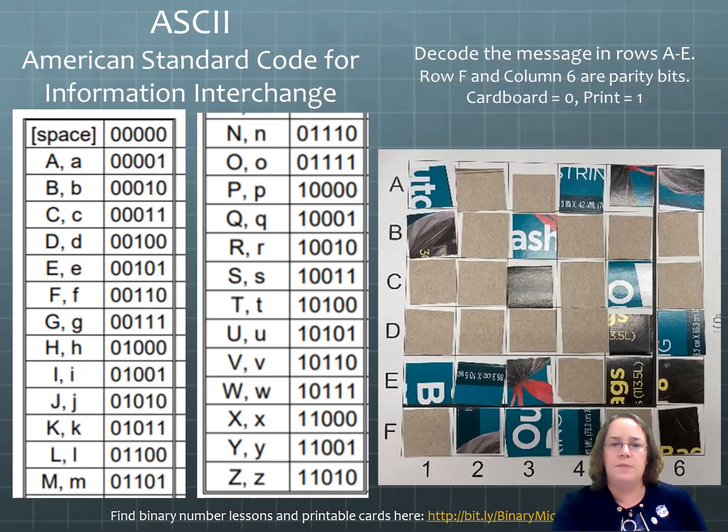So this first row would be 1, 0, 0, 1, 1. Can we figure out which letter that is? And we're going to go row by row and figure out this word.